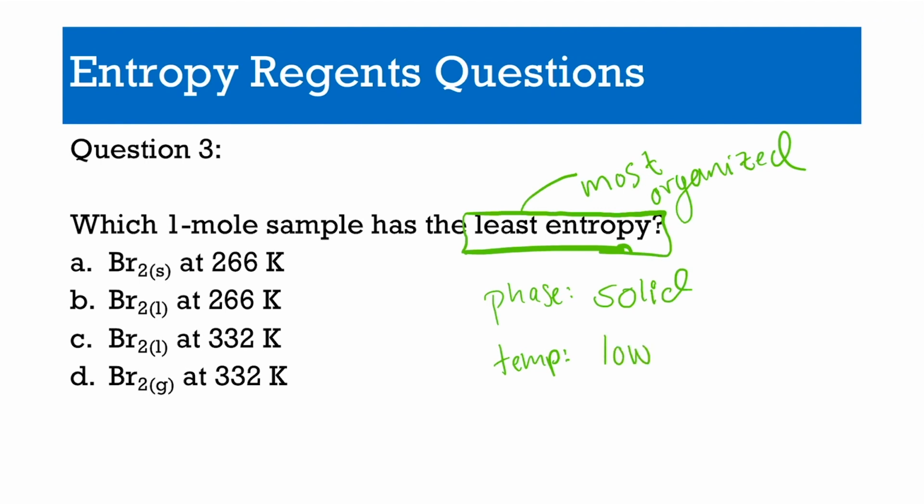So looking at your options here, we want solids and low temperature. So that leaves us with choice A, since Br2 is a solid, and all the other ones are either liquids or gases. And that's it. Just as we're annotating the questions, that's how you should be approaching these questions as well.